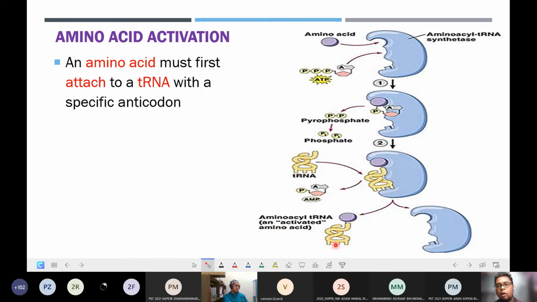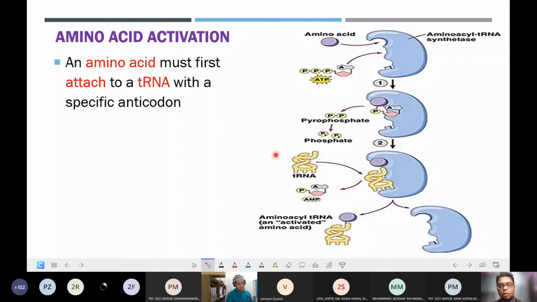Besides the anticodon, there will be another part of the tRNA that you need to know. Okay, normally it will be somewhere here, at the upper part of the tRNA, in which there will be this amino acid attachment site, in which there will be this 3' end of the tRNA that will become the attachment site for the amino acid.